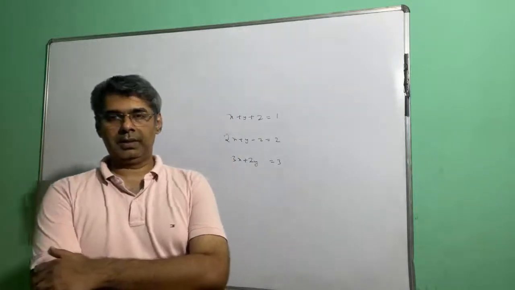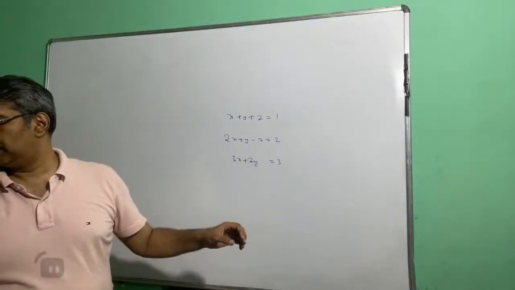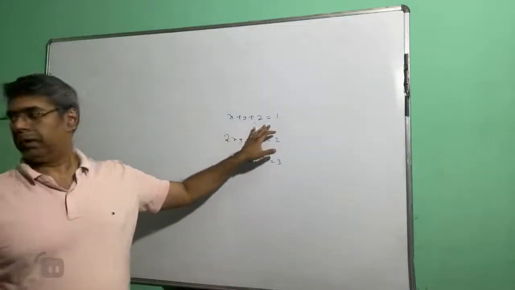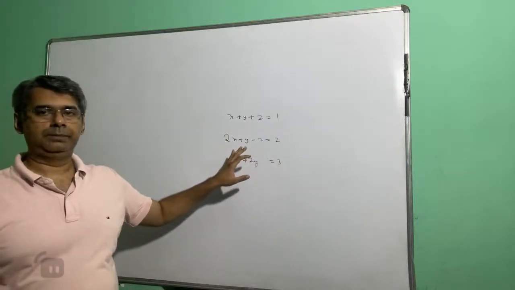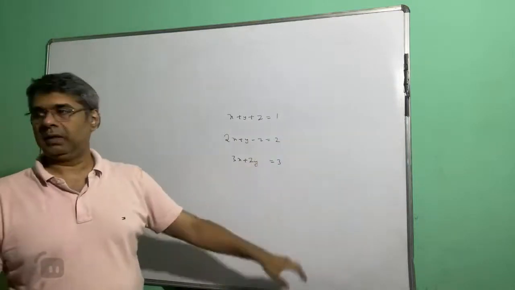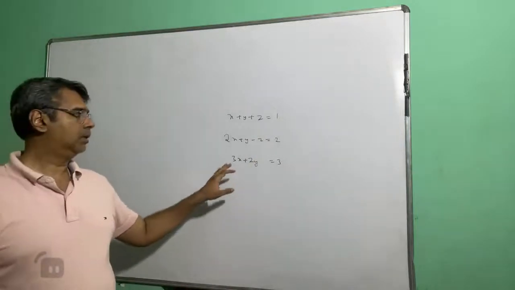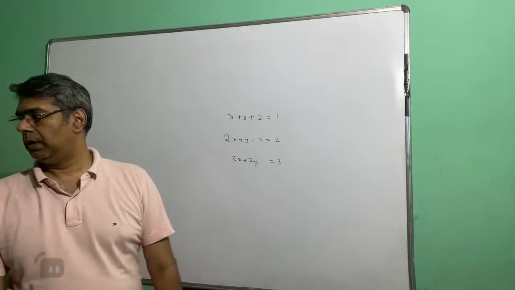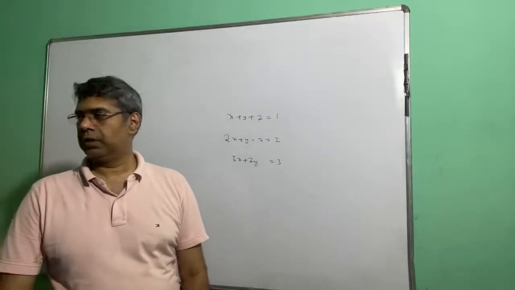Suppose you have three equations with you. These are the three equations: x plus y plus z equal to 1, then 2x plus y minus z equal to 2, and then 3x plus 2y equal to 3.